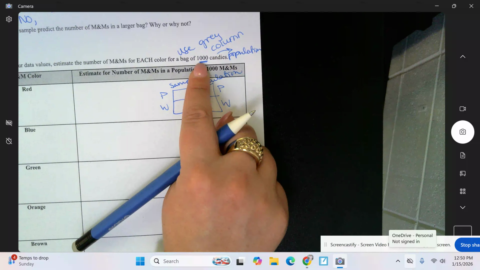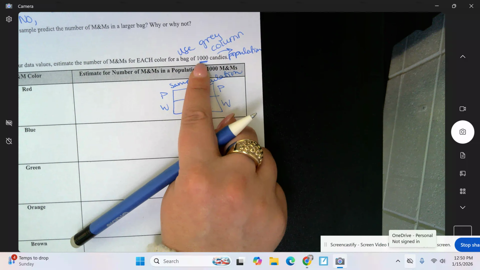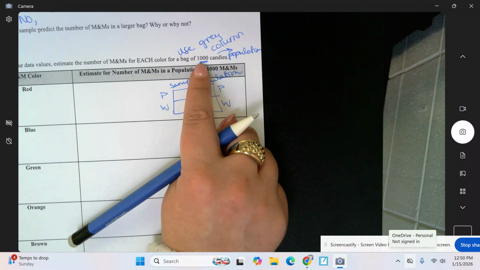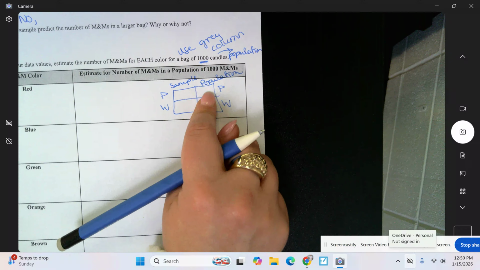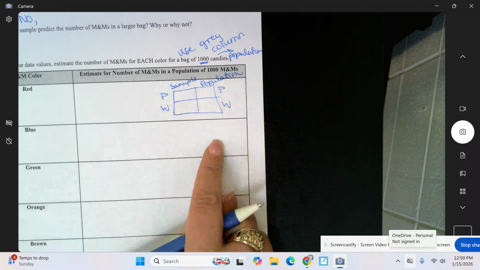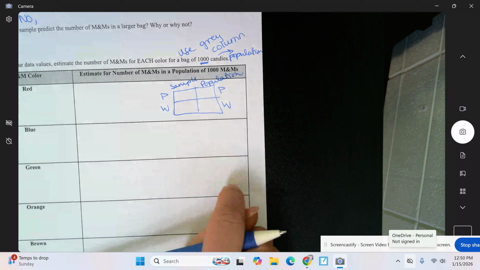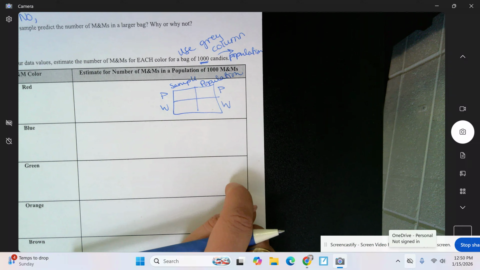Let's pretend the bags that we used had 1,000 pieces in there, okay, that would be the total amount. Out of the 1,000 pieces, how many of them are going to be red? How many of them are going to be blue? How many are going to be yellow, green, orange, brown? Does that make sense?